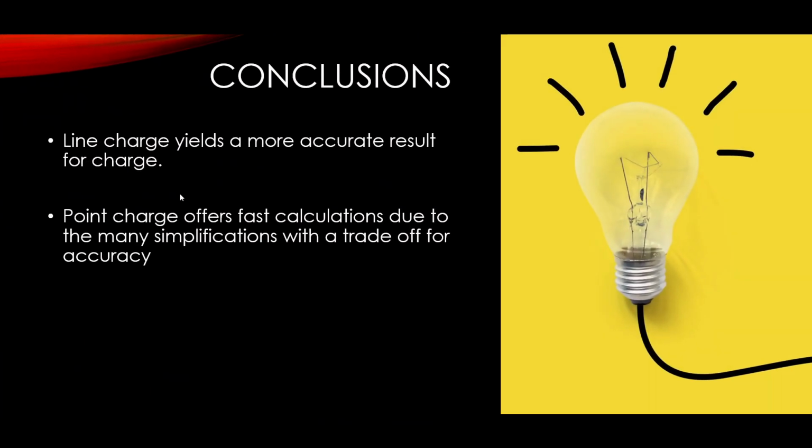For our conclusion, you can see that a line charge yields a more accurate result for the tape charge. A point charge offers fast calculations due to the many simplifications, but it does trade off accuracy. It gives you a general direction to go into, but if you want to be more accurate, you have to put in more work.